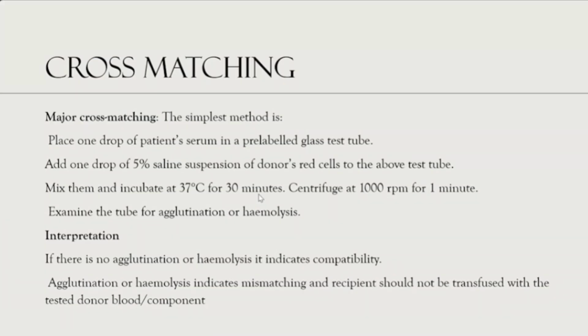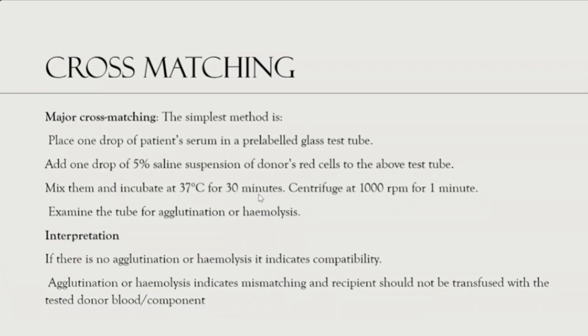So we place one drop of the patient's serum in a pre-labeled glass test tube, and then we add 5% saline suspension of the donor red cells to that test tube. Then we mix them and incubate at body temperature, 37 degrees Celsius, for 30 minutes. Then after we centrifuge at 1,000 revolutions per minute for 1 minute. Then we examine the test tube for agglutination or hemolysis.